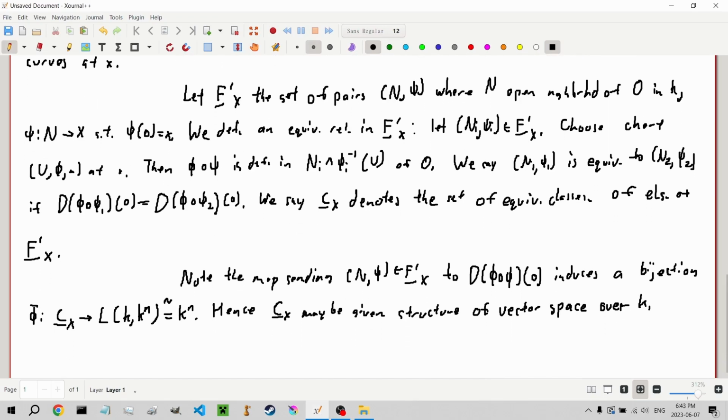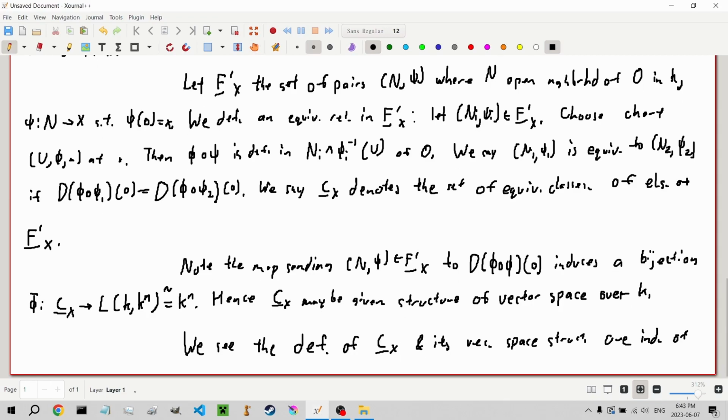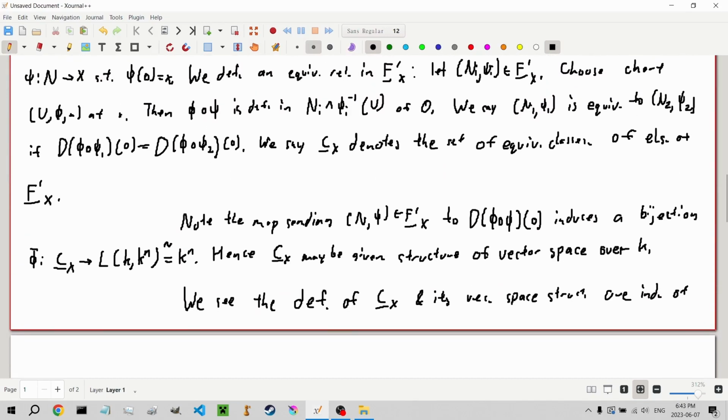And we can verify that the definition of C underline of X and its vector space structure are independent of our choice of U, phi, n of our charts. (I do that a lot, where I write the last letter of the next word in front of the word I'm currently writing.)